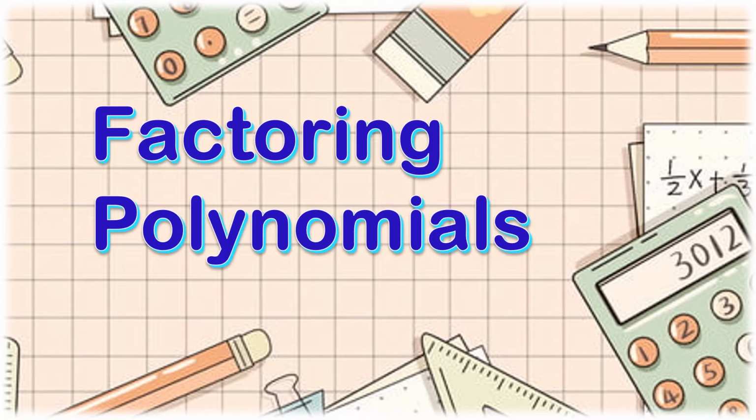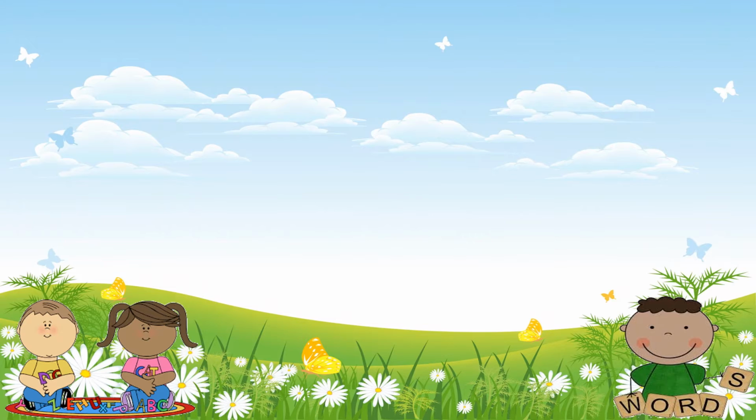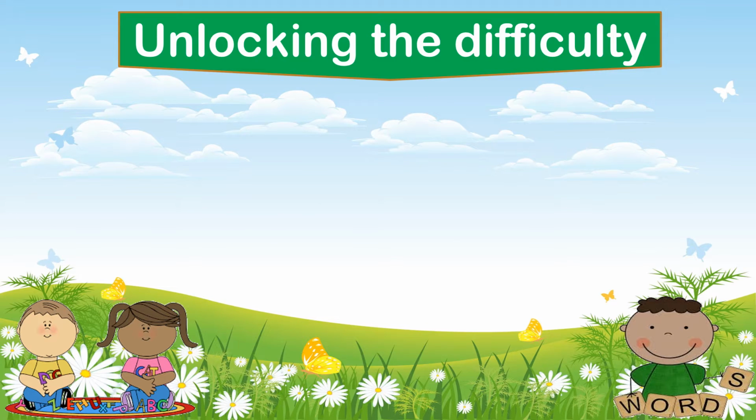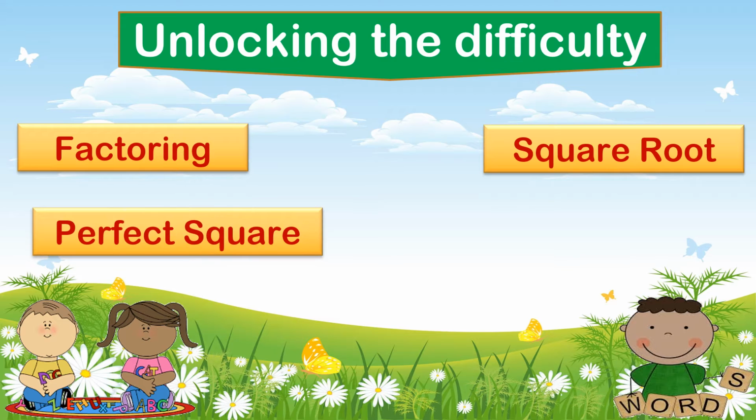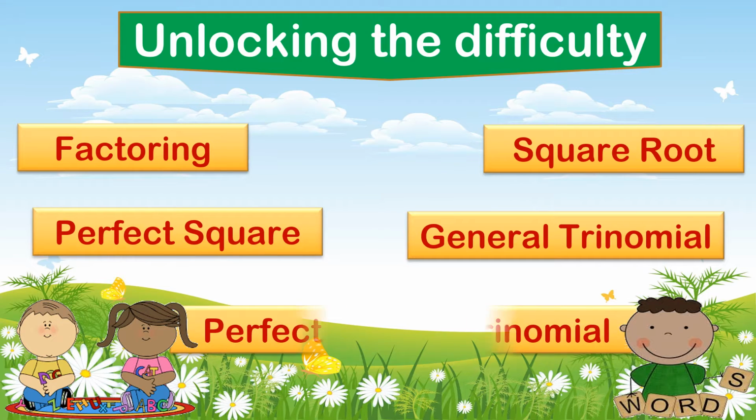Hello everyone! Our topic today is all about factoring polynomials, and this topic can be found on page 78 of your textbook. Unlocking the difficulty of these words: factoring, square root, perfect square, general trinomial, perfect square trinomial.